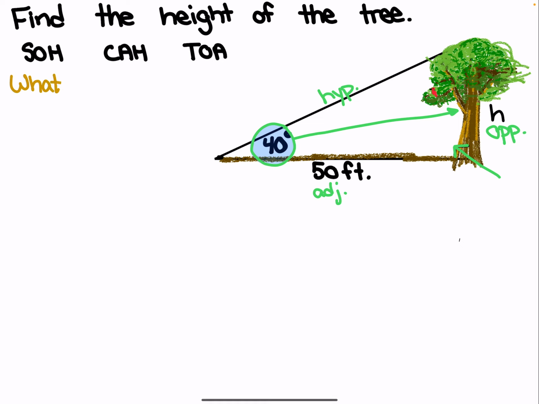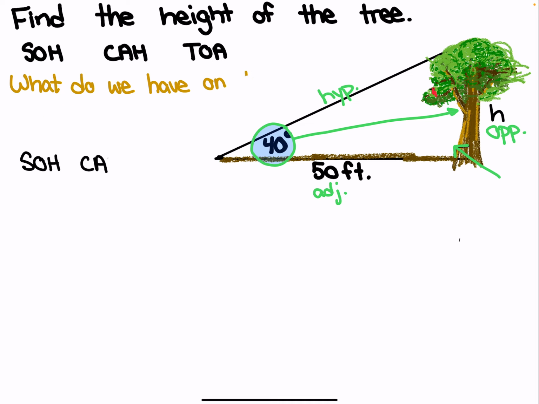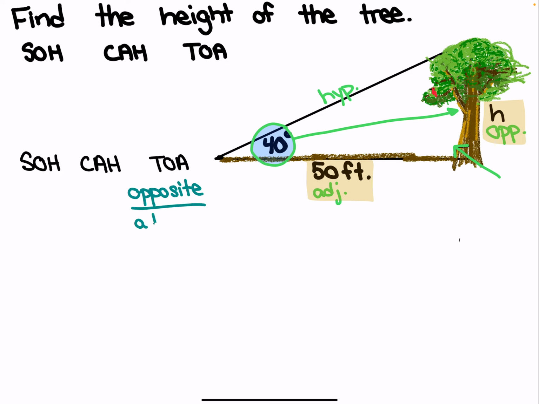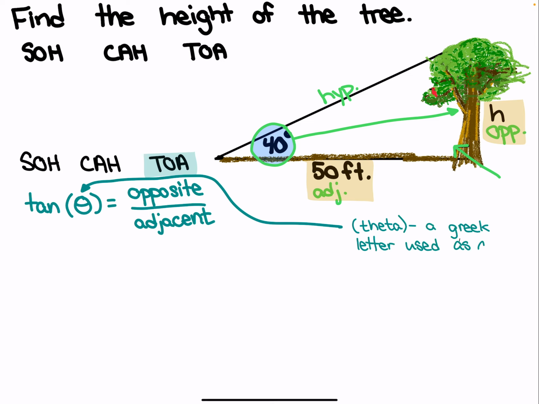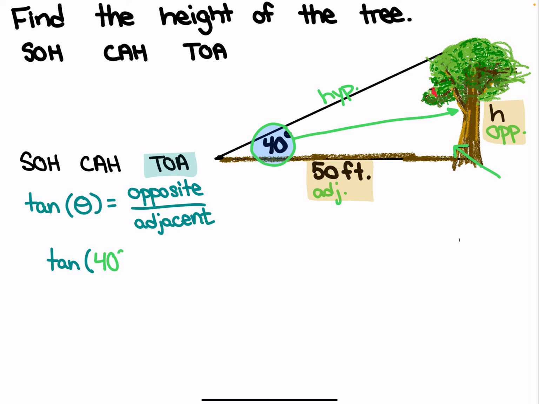At this point, what do we have on the triangle itself? Well, we have h, and we have 50. So we have opposite and adjacent. So that means that when we're doing Soh-Cah-Toa, we need opposite and adjacent. We're going to use tangent here. So tangent of theta is equal to opposite over adjacent. And again, theta is just that Greek letter used as a common variable for angles. That's where you're most likely going to see theta. Plugging in our values, we have tangent of 40 equals h over 50.